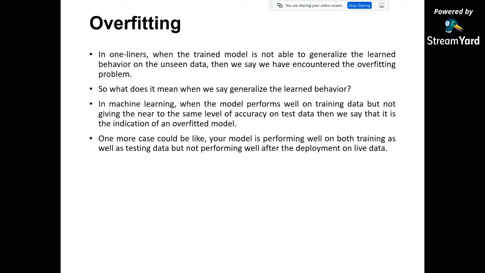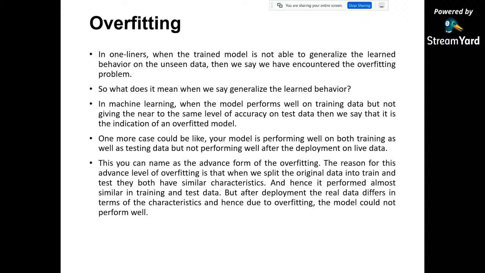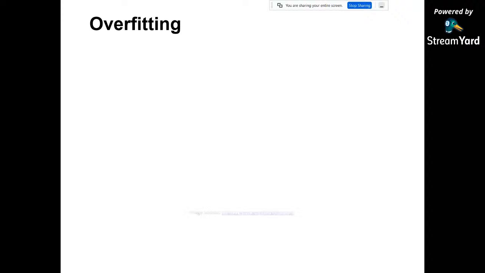One more case could be that your model performs well on both training and testing data, but not after deployment on live data. This is a case of an advanced form of overfitting. The reason is that when we split the original data into train and test, they both have similar characteristics, so it performed almost similarly on both. But after deployment the real data differs in characteristics, and due to overfitting the model could not perform well. This is also a case where you understand your model is overfitting.